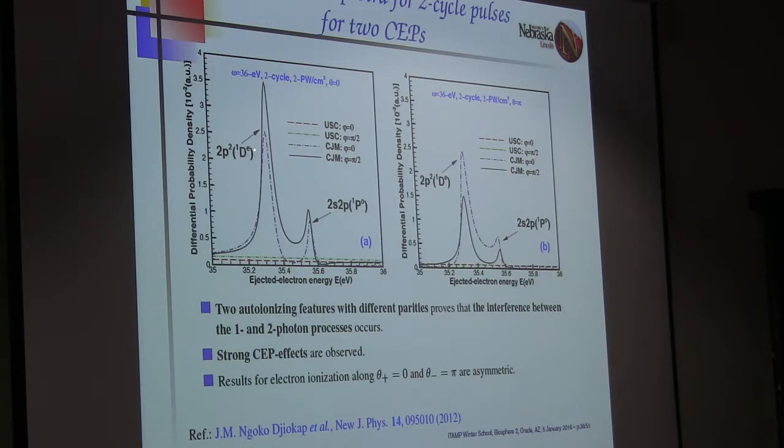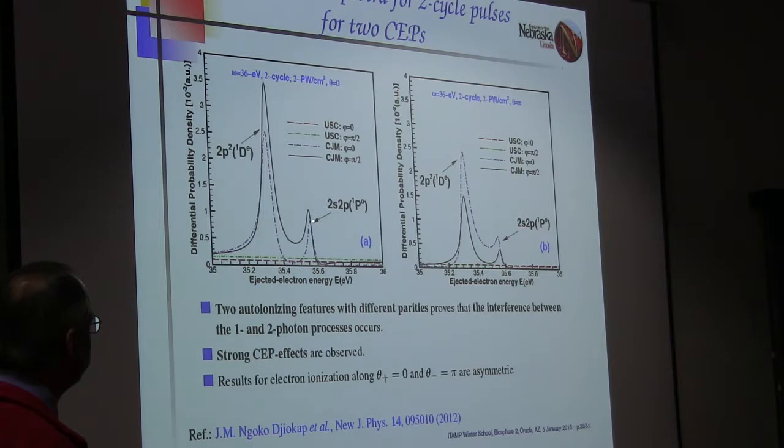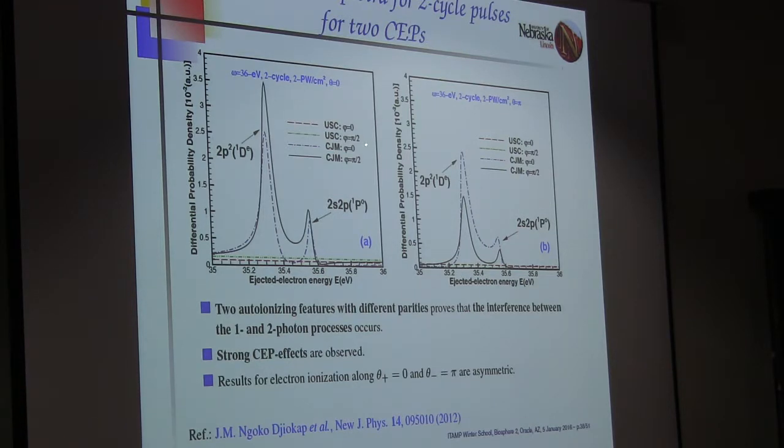Notice that these are even parity and odd parity. So this is prima facie evidence that you have interference of one photon and two photon amplitudes. If you change the carrier envelope phase from 0 to pi over 2, you see that these curves shift. So the peak drops. This is all along the positive z-axis.